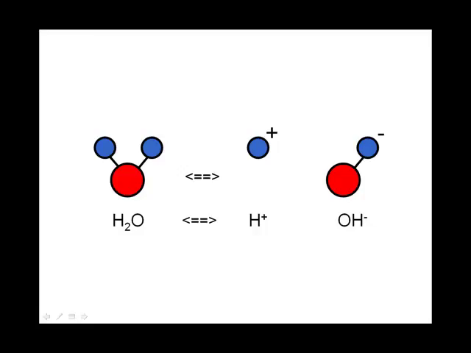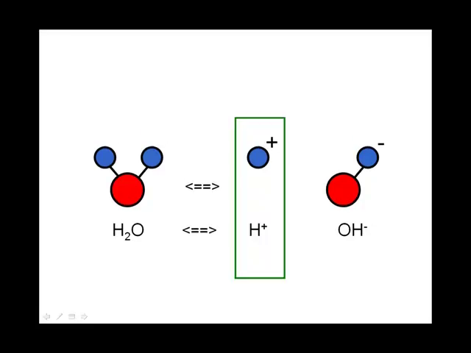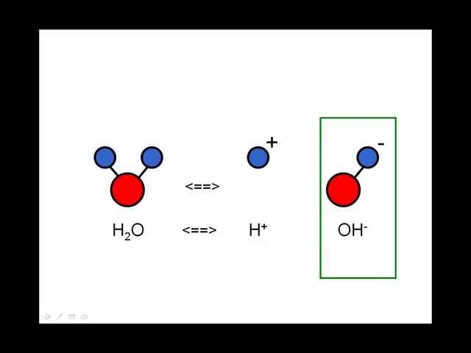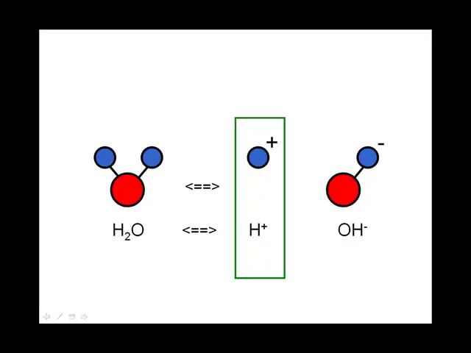If we look at a solution of water, H2O, then water will dissociate into H+, or protons or hydrogen ions, and OH-, or hydroxyl ions. Now when we have a neutral pH, the concentration of OH- and H+ is equal, and we have a pH of 7. When we have an acidic solution, the pH is a small number below 7.